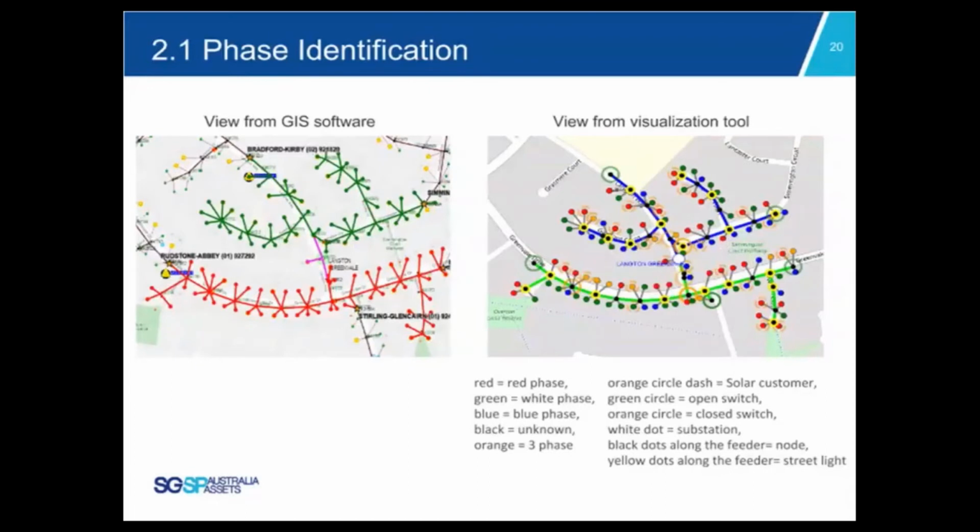Here's the comparison between GIS software and our visualization tool. Our schematic data is extracted from GIS, which gives us a full vision of the network connectivities and selected asset information to provide the efficiency of desktop analysis. The color codes of customers in red, green, blue, orange refer to the red, white, blue, and three-phase customers.